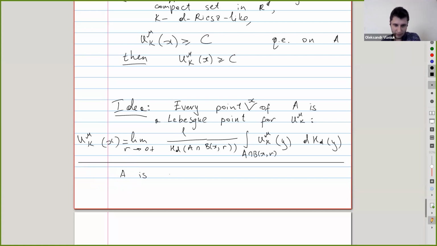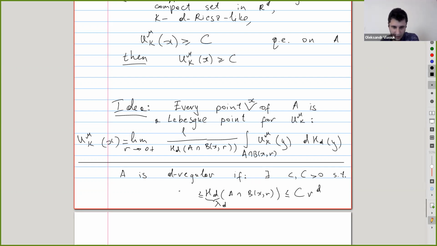So A is d-regular. Let's say there exist numbers, finite numbers. You look at A like that. Right, so again, you can think of this as the Lebesgue measure if you don't like Hausdorff. Although, why would you? Okay, so this is small c, and this is the big C. Okay, and that's your d-regularity.